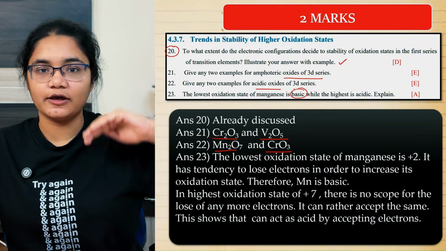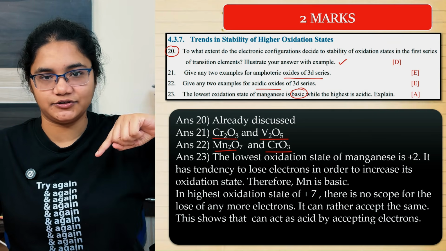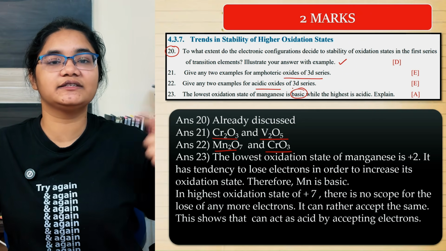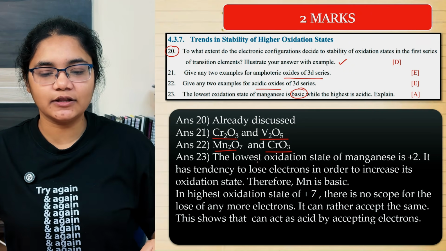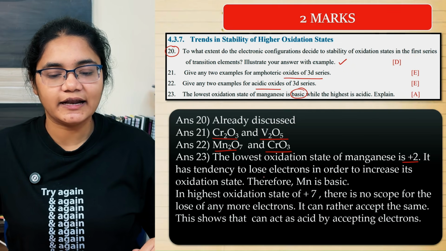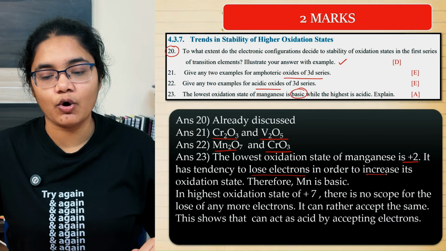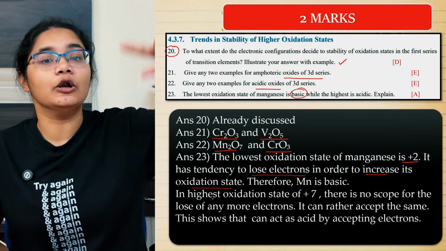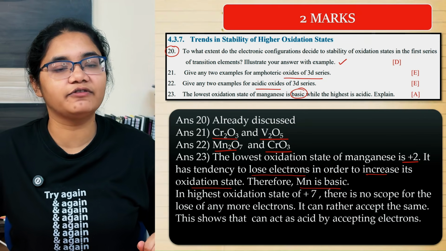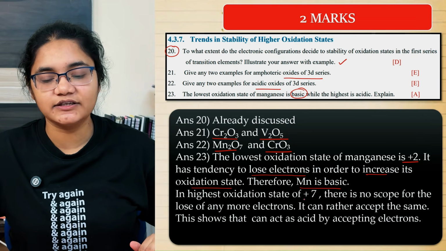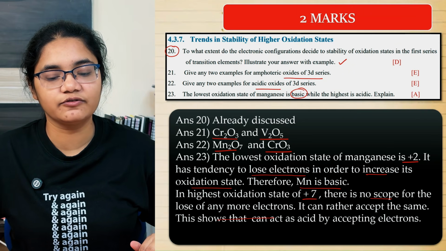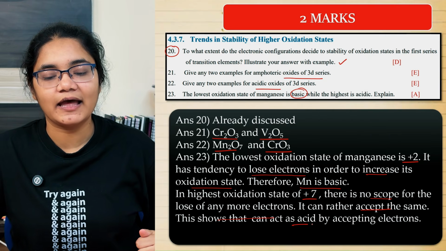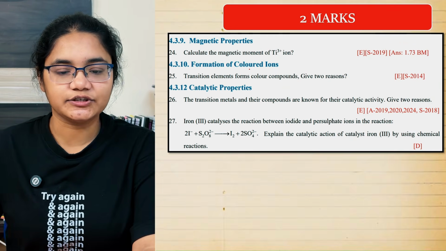But if it is already in the higher oxidation state, it cannot go further to a higher oxidation state. Rather, it will gain electrons and come back to the lower oxidation state. Now gaining of electrons is the property of acids. So you can see the lowest oxidation state of manganese is +2. It has the tendency to lose electrons in order to increase its oxidation state, right? +2 to +3, +5, +6, +7, it can go. Therefore, by losing electrons, manganese will be basic. In the higher oxidation state of +7, there is no scope for losing any electrons. Rather, it will only gain electrons, and gaining of electrons is the property of acids. Clear?